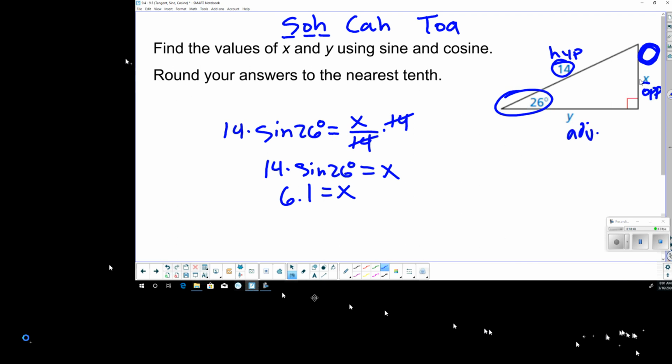Okay, now we're going to go back and solve for y. To find y, I come down here. Y is the adjacent side. So now I want a trig ratio that involves the adjacent side and a side that I know. I could use x, but x is a rounded number, so it won't be as exact. If I use the hypotenuse, it's an exact number. So I want adjacent and hypotenuse. The cosine is the adjacent and the hypotenuse. So my equation is going to be the cosine of my angle, 26, equals the adjacent side, which is y, over the hypotenuse, which is 14.